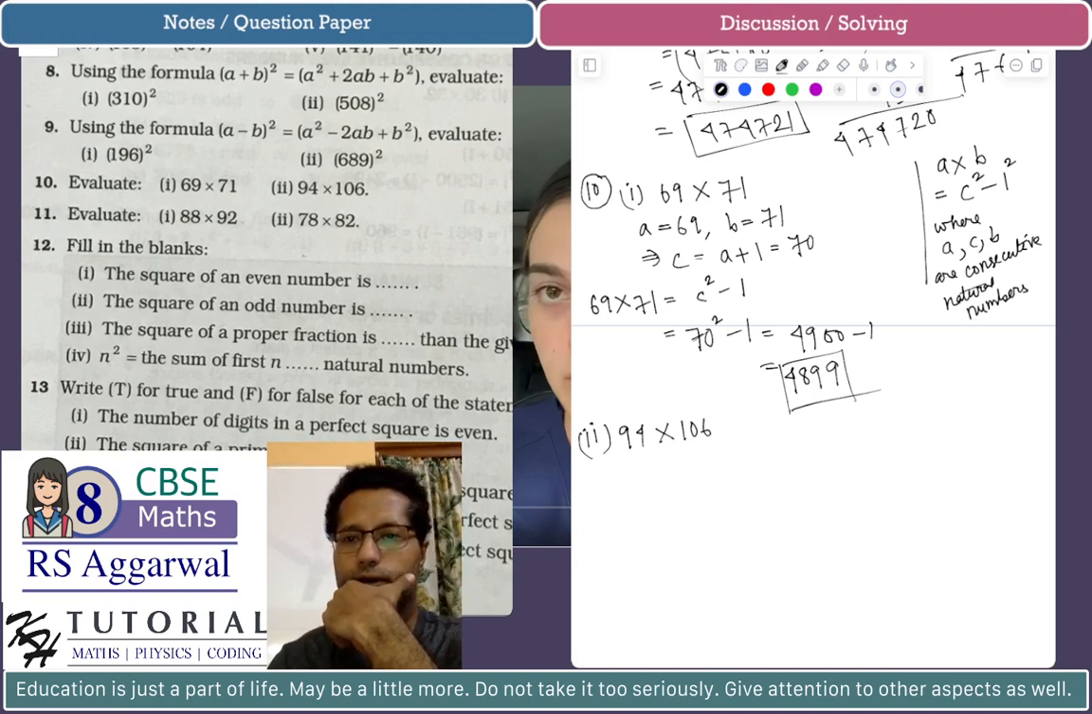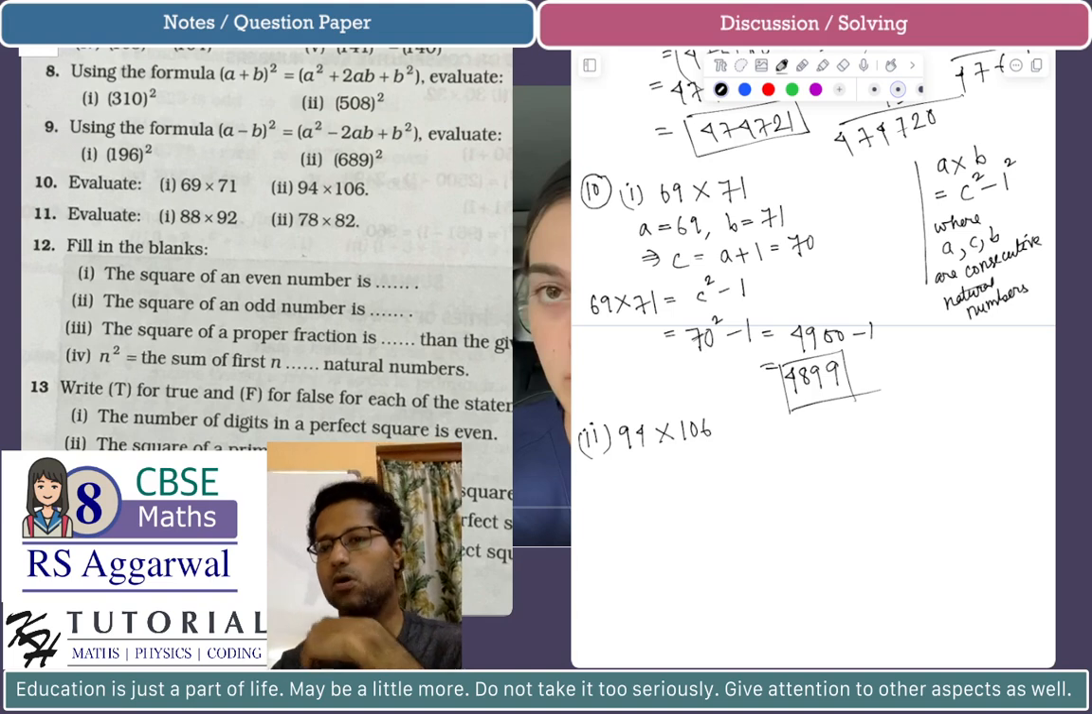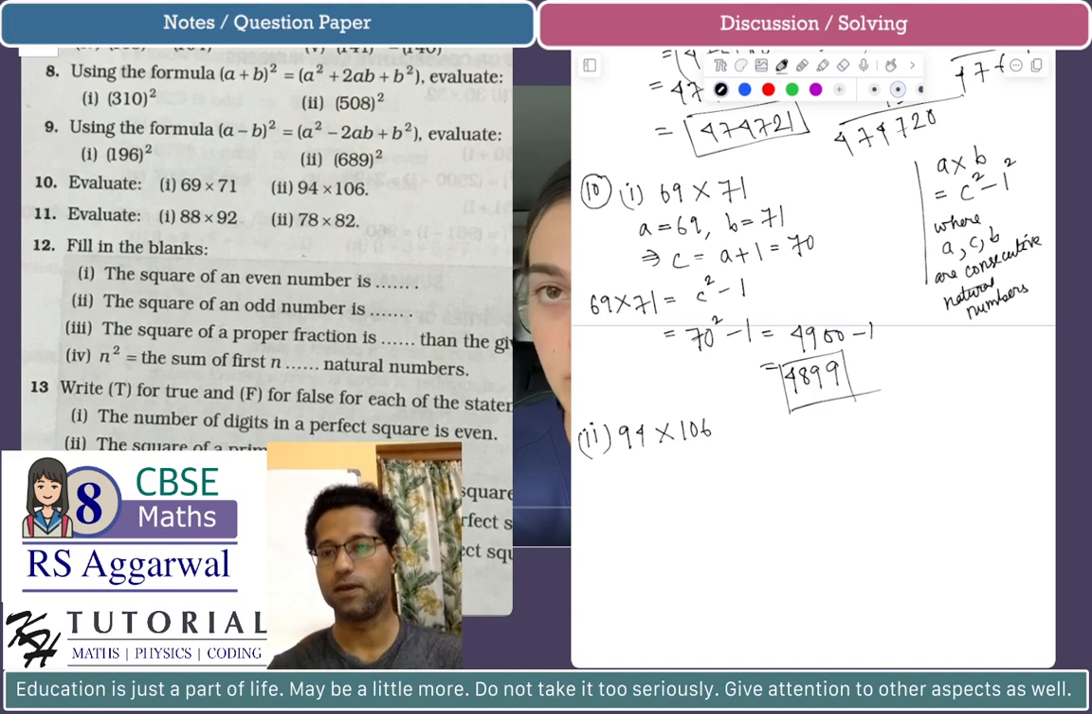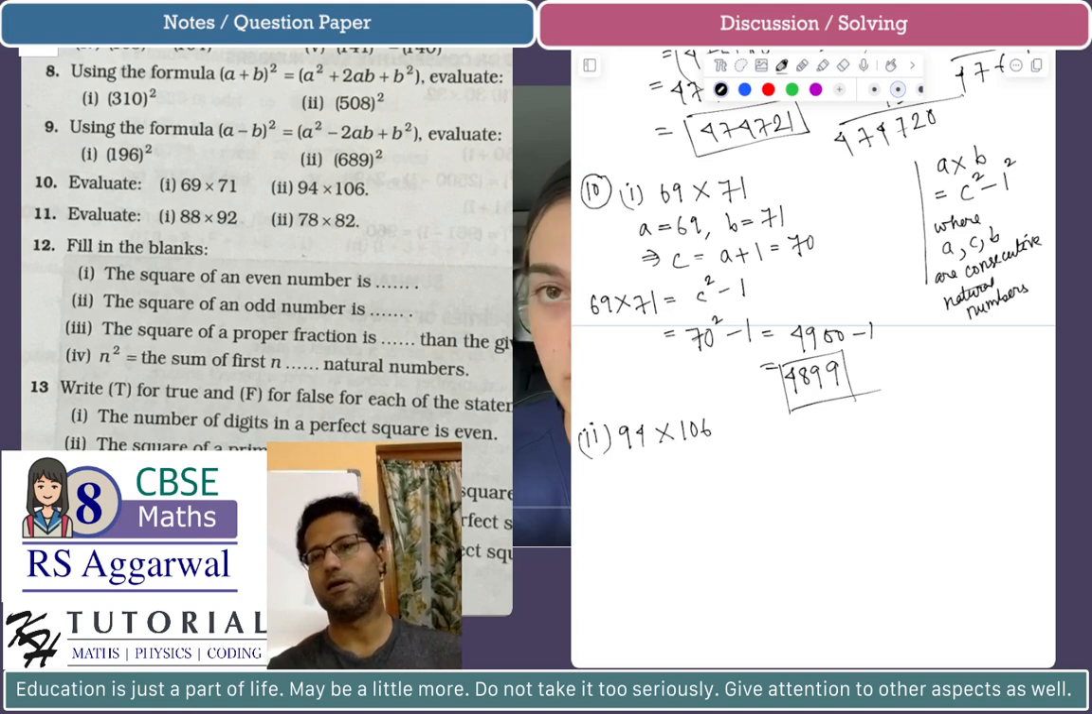So we know that if A and B are any two consecutive odd or even natural numbers, then we were able to find A multiplied by B is equal to C square minus 1 square, where C is the natural number between A and B. If A and B are two consecutive odd or even natural numbers, then between A and B there has to be one natural number, C. Then A into B is equal to C square minus 1 square.